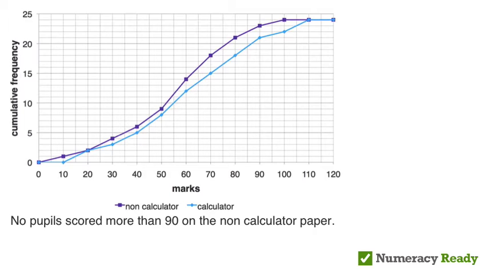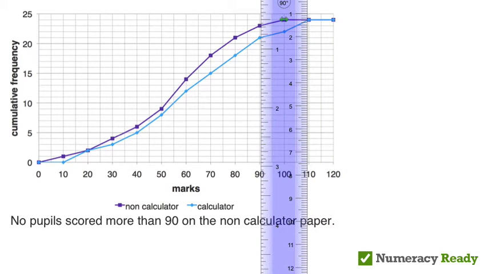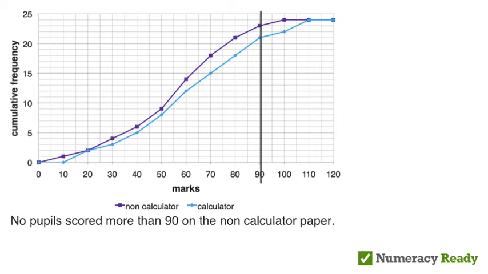Now the first thing I want to do here is to just drag a straight edge on. You might not have a ruler in the test available to you, but you can use a piece of paper, because I'm interested in where 90 lies. I'm looking at the non-calculator paper, which is the purple line, and I'm interested in whether any pupils scored more than 90 or not. Is that true or false?